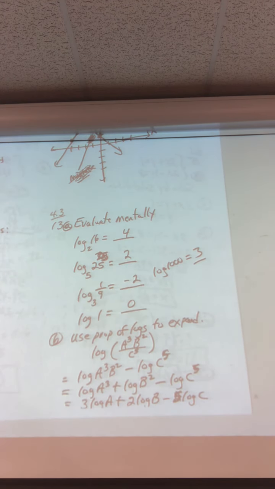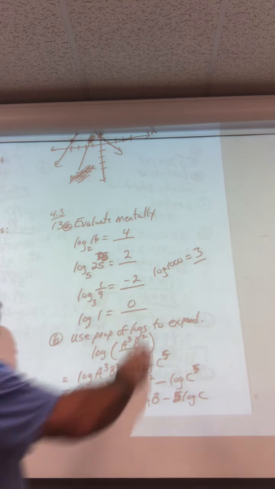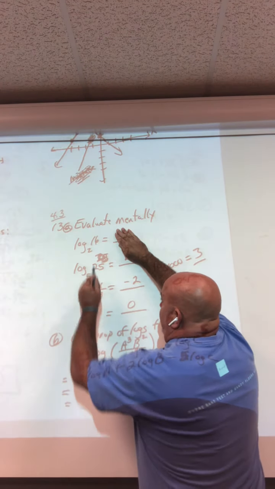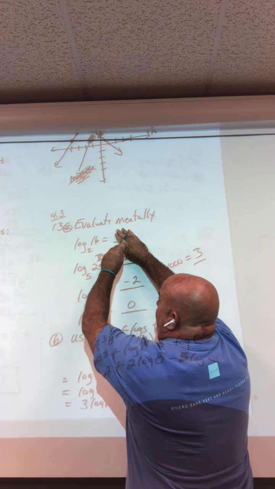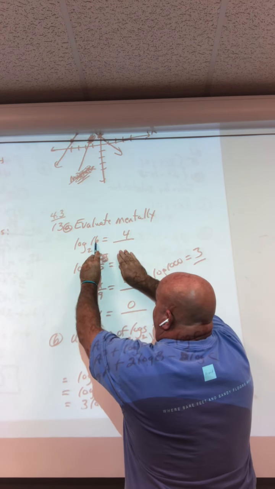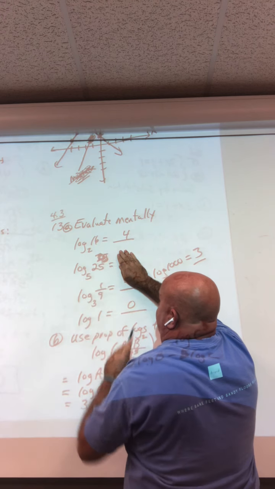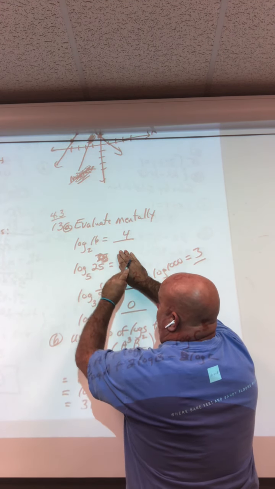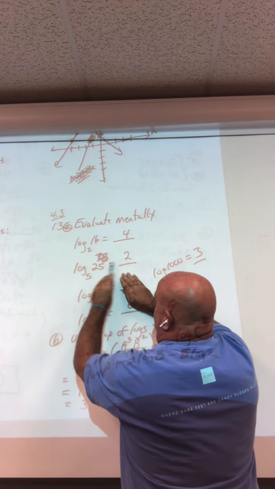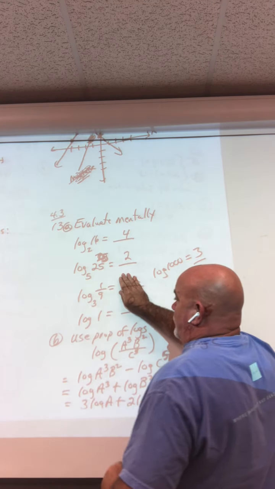Okay, this next one. Our next one right here, you cover this up. The log of 16 base 2. This means 2 to what power is 16? 2 to the 4th power is 16. Log of 25 base 5 means 5 to what power is 25? 5 to the 2 power.